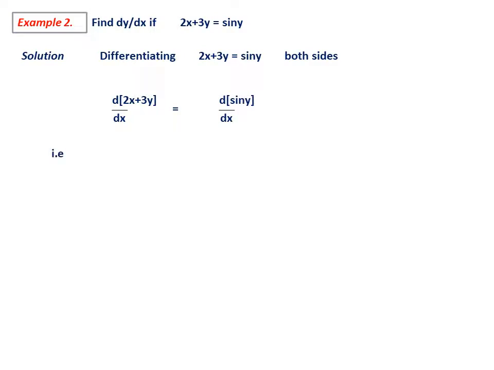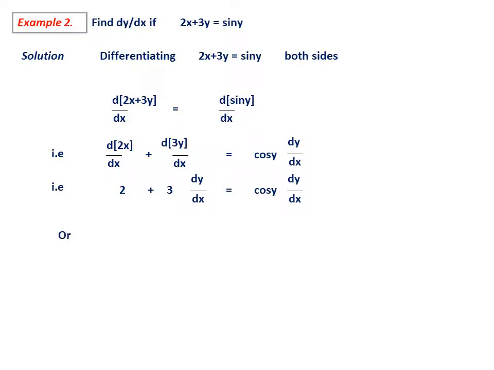Now the rule is same once again. So this is d by dx of 2x plus d by dx of 3y. This equal to differentiation of sin y is cos y. But remember, we are differentiating this with respect to y. Therefore we have to write into dy by dx. This is chain rule actually. Now simplify. 2 into 1 actually plus 3 into dy by dx will be equal to cos y into dy by dx.